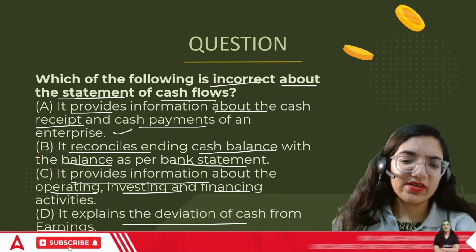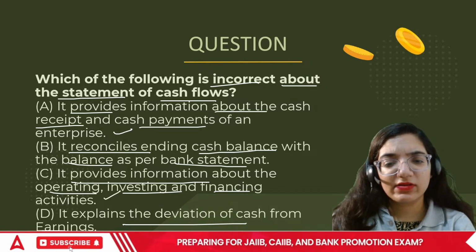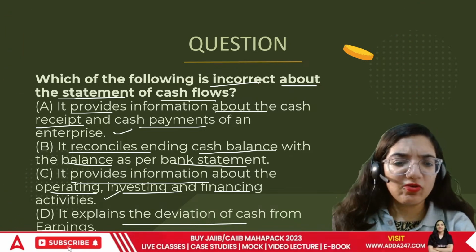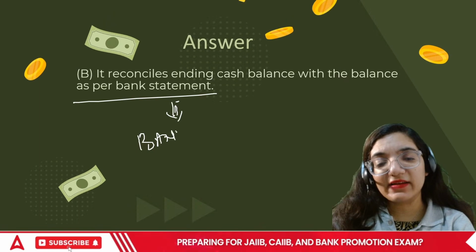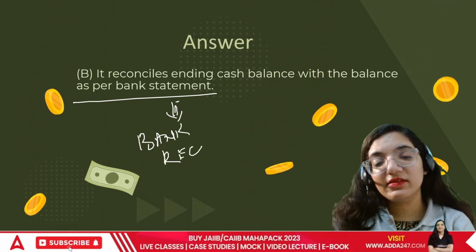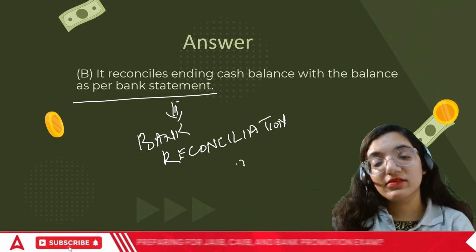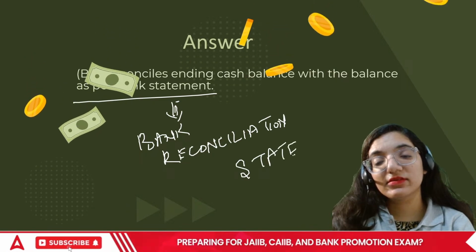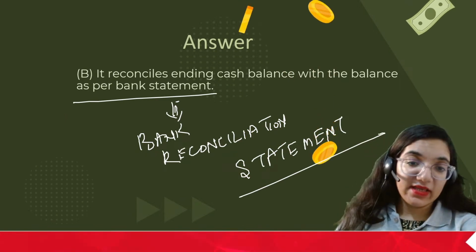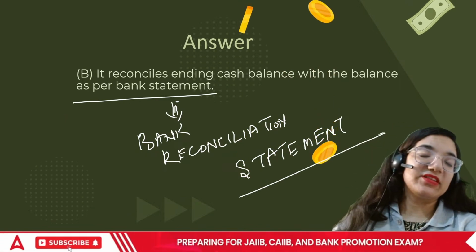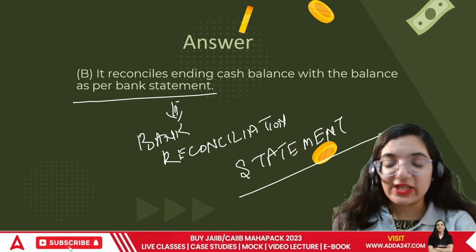Cash flow statement really doesn't reconcile. Reconciliation can also be a part of it. This is also true. If I'm looking forward to it, then I would go with B there only. B is basically a part. This is for bank reconciliation statement, ठीक है ना? Then this is for bank reconciliation statement. This is not a definition of cash flow statement there.